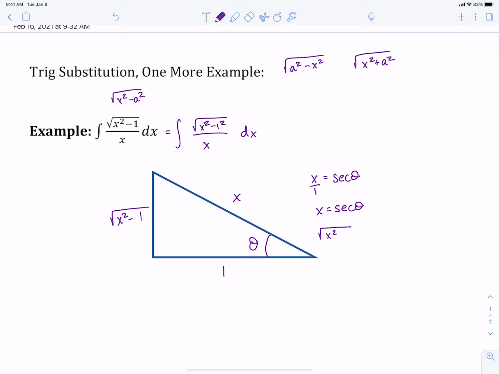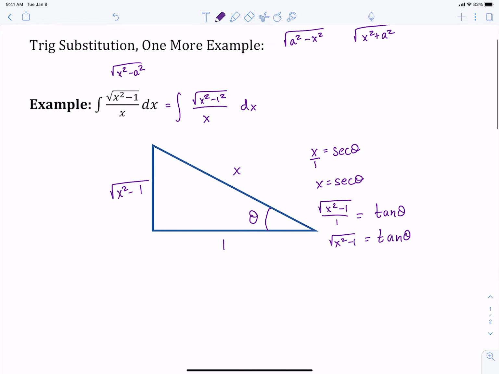That the square root of x squared minus 1 over 1 is tangent of theta. Again, we're just getting these from our regular trig ratios, opposite over adjacent, and secant is 1 over cosine. So they're not coming from anything we don't already know. And then we always, again, take this one where we have x is equal to secant of theta, or whatever trig function we get, and we want to take the derivative of both sides. Here we get secant of theta tangent of theta d theta is equal to dx.